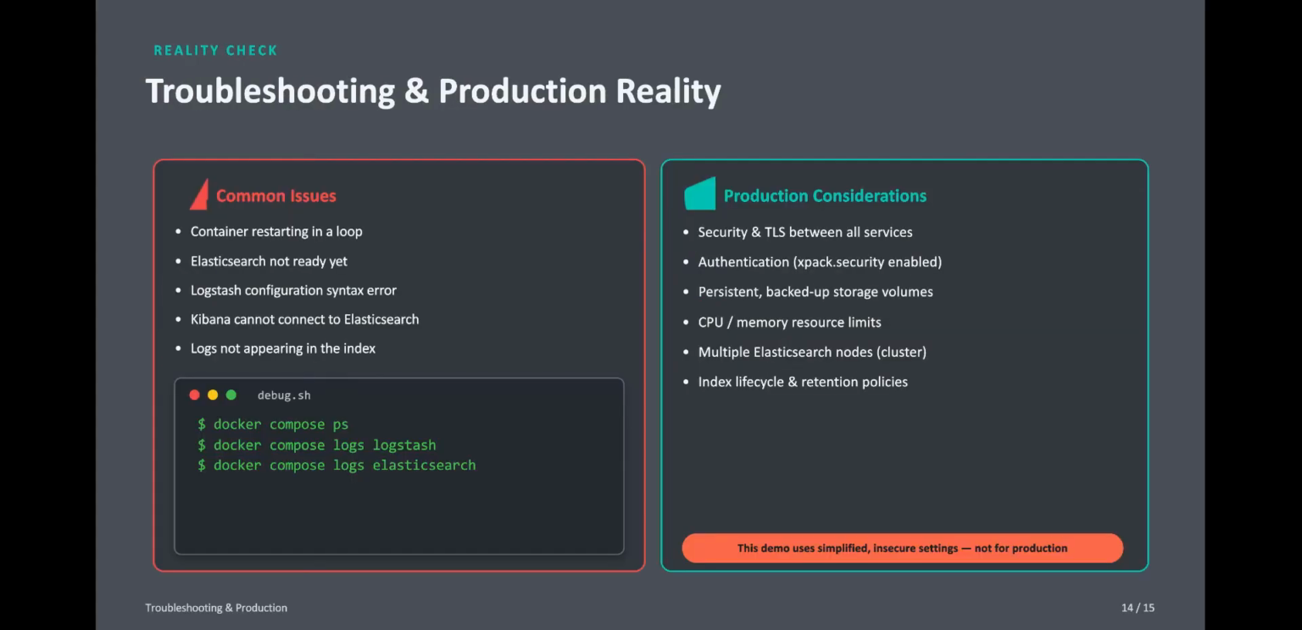For troubleshooting, run docker ps and inspect the Logstash, Elasticsearch, or Kibana logs. Common problems include container restarts, configuration errors, connection failures, and missing logs. In production, also enable TLS, authentication, backups, resource limits, clustering, and index retention policies.